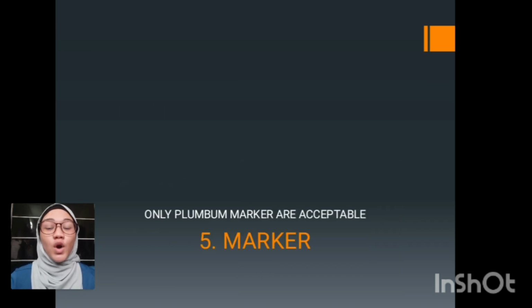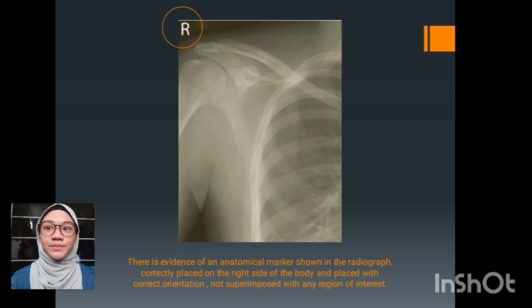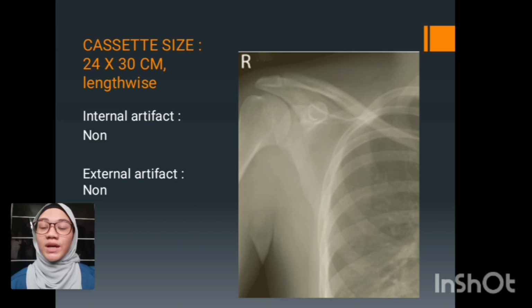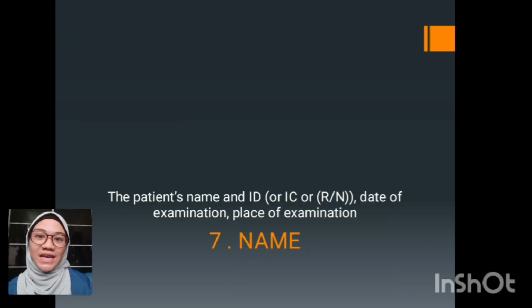Fifth, marker. Only lead markers are acceptable. There is evidence of an anatomic marker shown in this radiograph, correctly placed on the right side of the body, with correct orientation, and not superimposed with any region of interest. Sixth criteria is the aesthetic value. The image receptor size used is 24 by 30 cm lengthwise, and there are no signs of artifact in this radiograph. The last criteria is name.